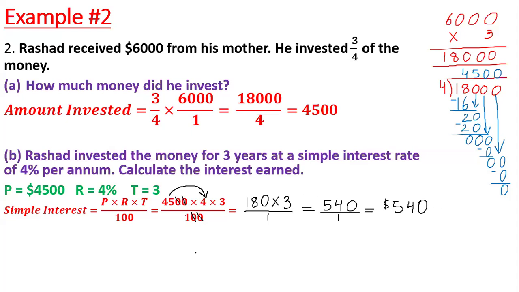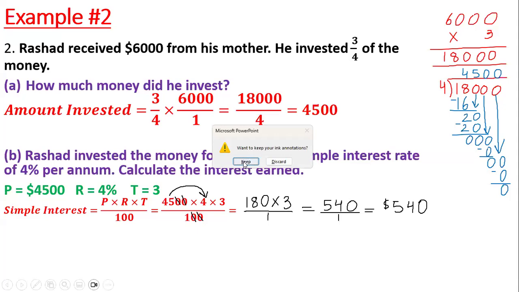Excellent. How many persons got 540 before me? I did. I did. All right, excellent. Very good.